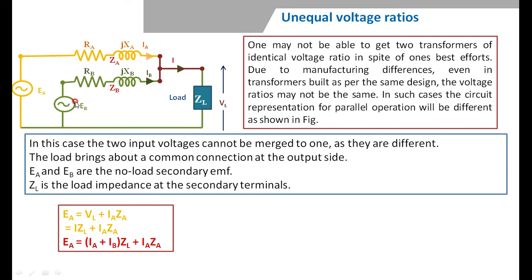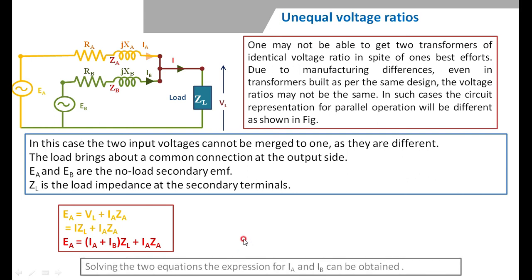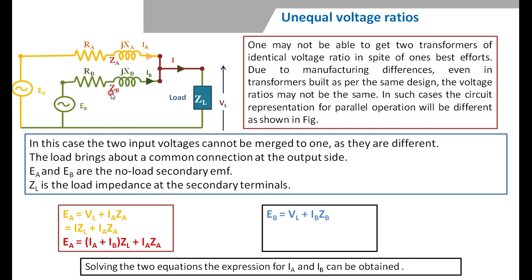Similarly, you have to write the equation for EB, which is equal to VL plus IB ZB. Once again, VL is nothing but I into ZL, plus IB ZB as it is. Then I can be replaced by IA plus IB into ZL plus IB ZB. This is how we are getting the voltages EA and EB.